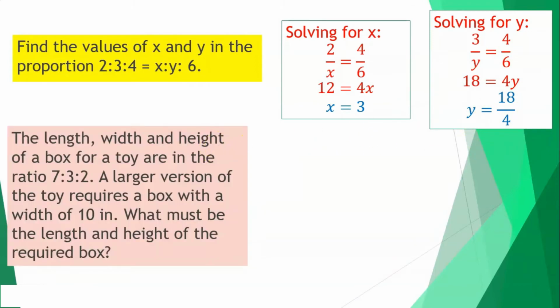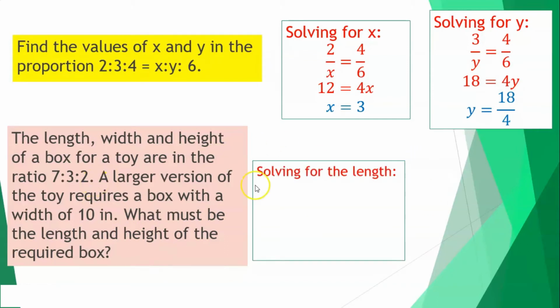Okay, next, let's have this. The length, width, and height of a box for a toy are in the ratio 7:3:2. A larger version of the toy requires a box with a width of 10 inches. What must be the length and height of the required box? Given this, let's solve for the length first. Our proportion here would be 7 is to the length is equal to 3 is to 10 inches. So you cross multiply, and simplifying, our length would be 70 over 3 inches.